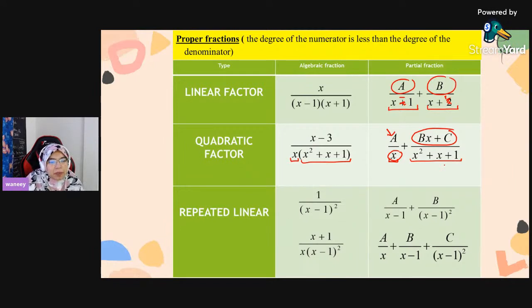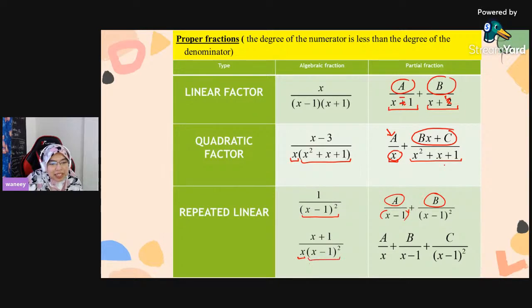Repeated linear, for example, 1 over x minus 1 squared. What happens is that when I decompose it, firstly, I should write them down in the lowest power, which is x minus 1 to the power of 1. And then we keep going up until we reach our repeated linear factor. So this is x minus 1 to the power of 1, this is x minus 1 to the power of 2. This is linear, this is just a repeated linear. Therefore, we are going to use a constant for them. Now if you look at the last one, this is a linear.